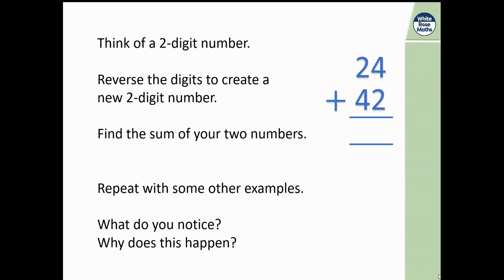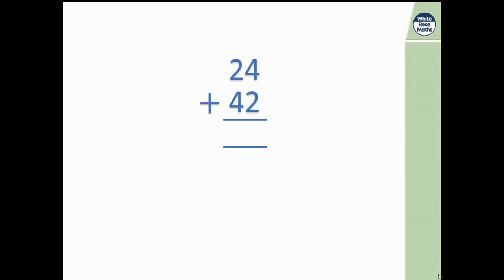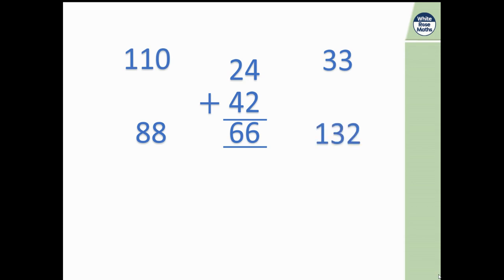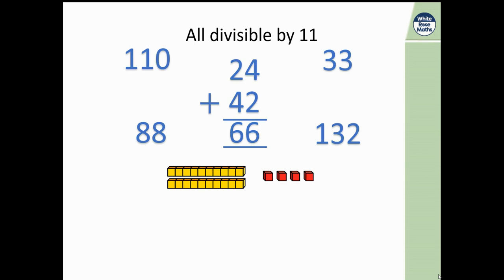Why do you think this might happen? So I've got 24 plus 42, that's the same as 66, 33 and 88, 110, 132. They're all divisible by 11. So you'll notice that all the numbers are divisible by 11 if you were to try that with some other different numbers.